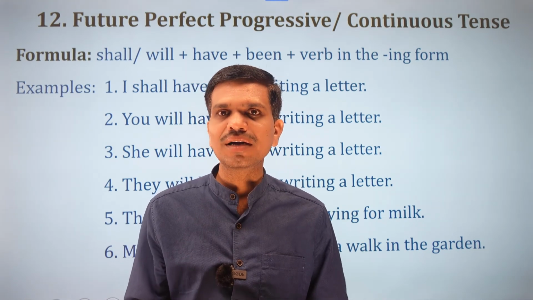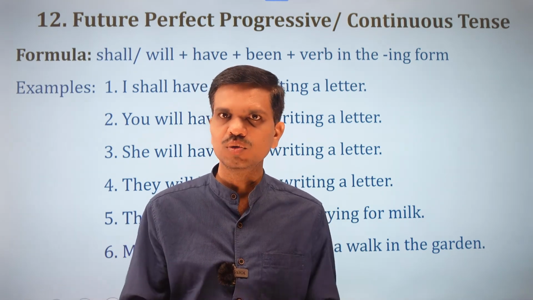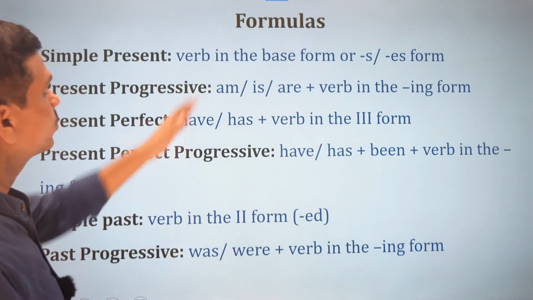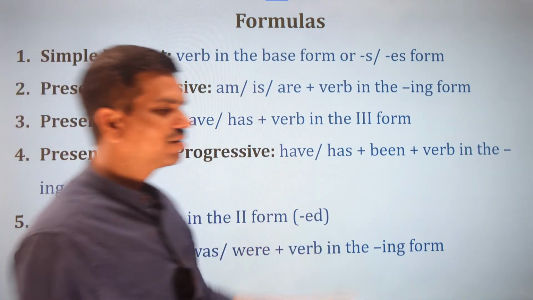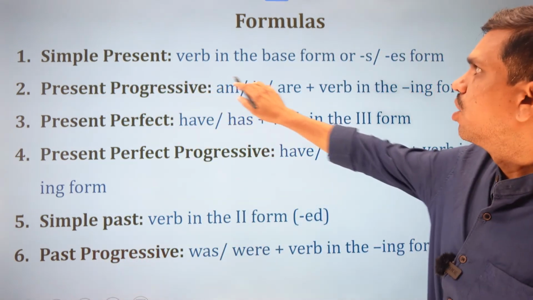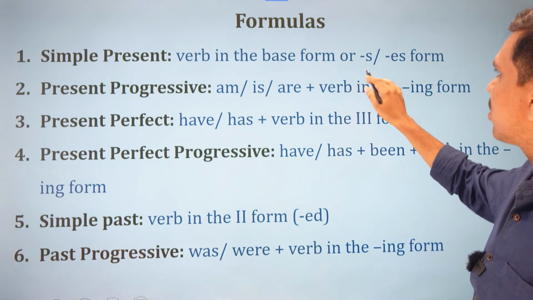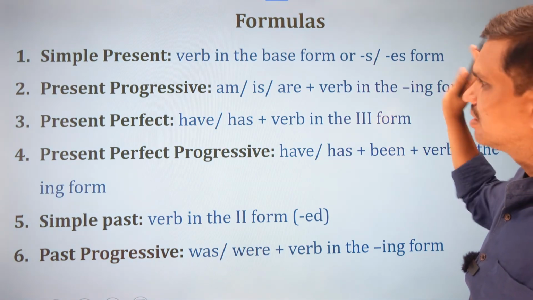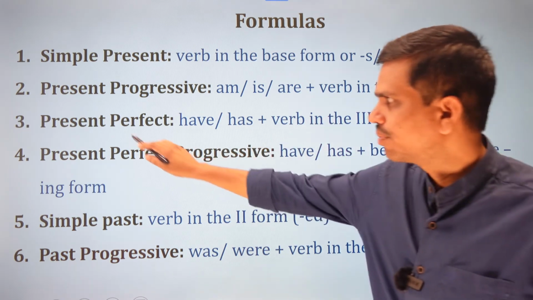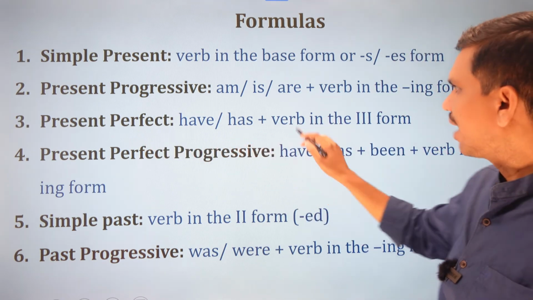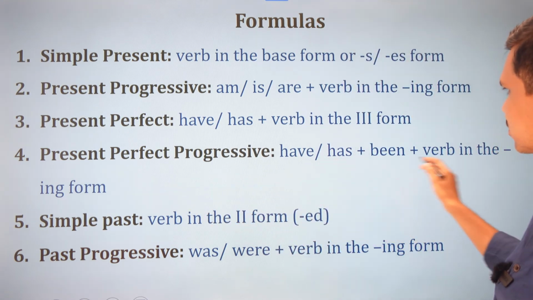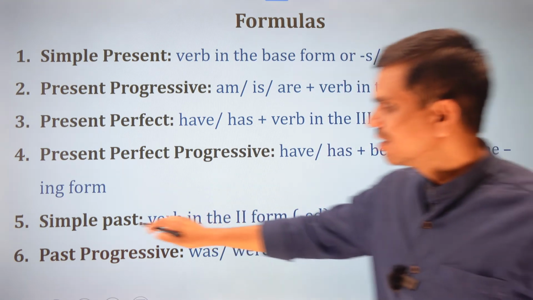Now I have prepared all the formulas of these tenses for you, and you can have a look at them. So these are the formulas of all the tenses which we have discussed, so that you can understand clearly. Simple present: verb in the base form or suffix s or es is used. Present progressive: am, is, are plus verb in the ing form. Present perfect: have, has plus verb in the third form. Present perfect progressive: have, has plus been plus verb in the ing form.